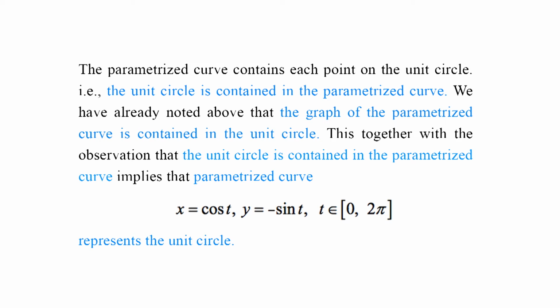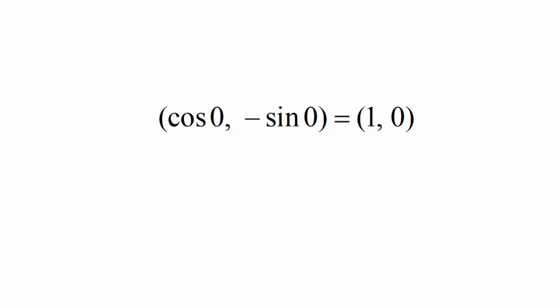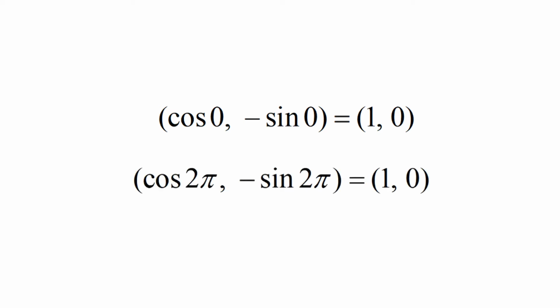In this parameterization, the initial point is (cos 0, negative sin 0), which is equal to (1, 0), and the terminal point is (cos 2 pi, negative sin 2 pi), which is equal to (1, 0). Here the initial point and terminal point coincide. So, the curve is a closed curve. The curve is the unit circle.